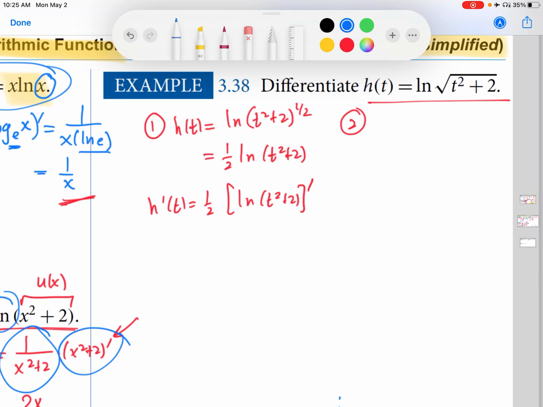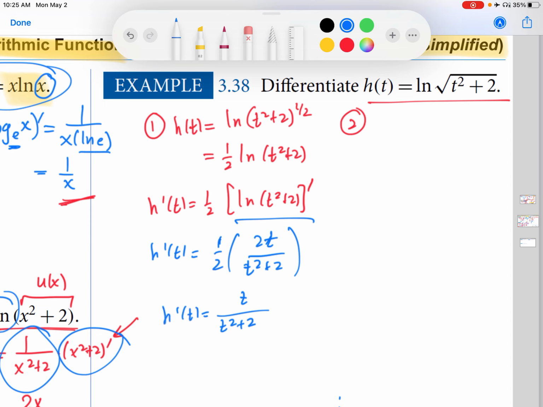And this is exactly the derivative we just did. That ended up being 2t divided by t squared plus 2. So our answer to this new question would be 1/2 of that, or t divided by t squared plus 2. That is probably the fastest way to do this problem.